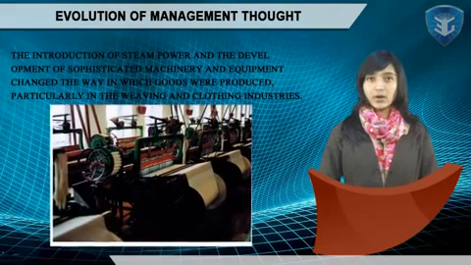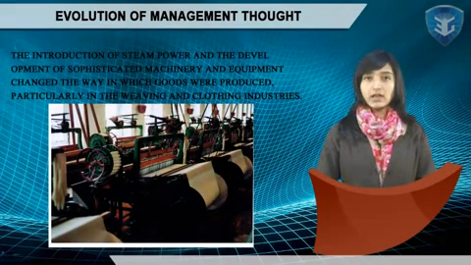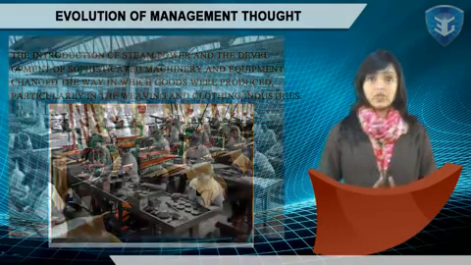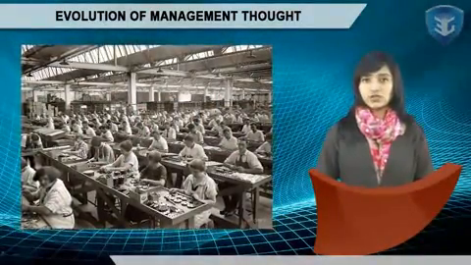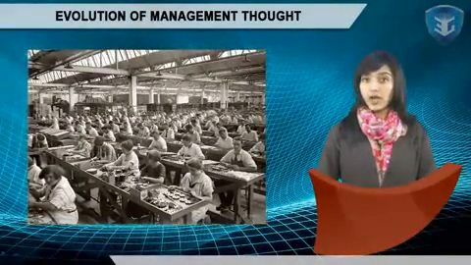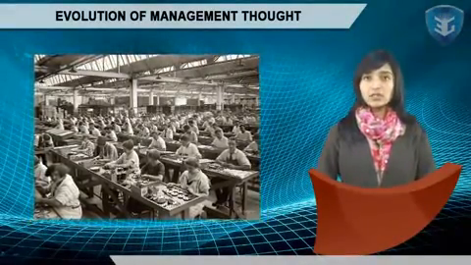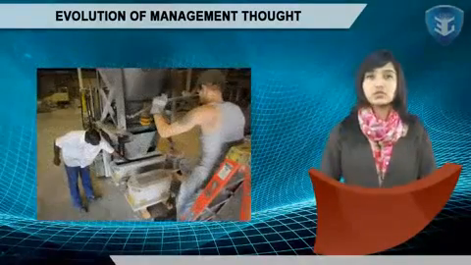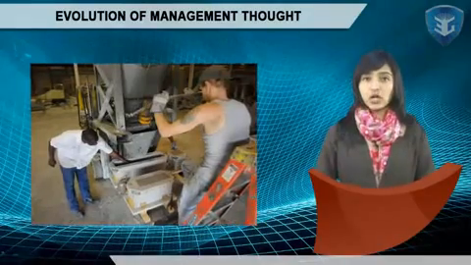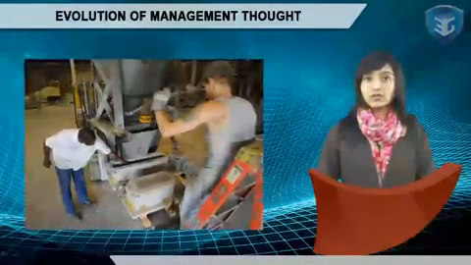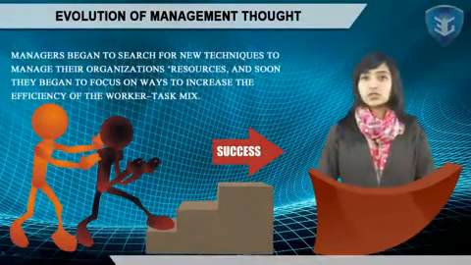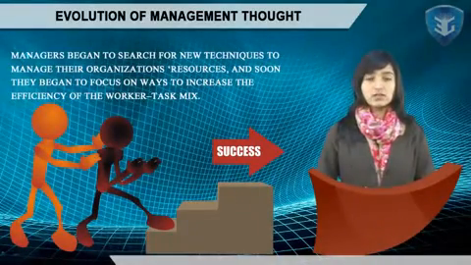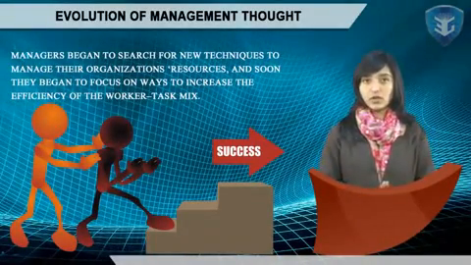The introduction of steam power and the development of sophisticated machinery and equipment changed the way in which goods were produced, particularly in the weaving and clothing industries. Small workshops run by skilled workers who produced hand-manufactured products were being replaced by large factories in which sophisticated machines controlled by hundreds or even thousands of unskilled or semi-skilled workers made products. Owners and managers of the new factories found themselves unprepared for the challenges accompanying the change from small-scale crafts production to large-scale mechanized manufacturing. Managers began to search for new techniques to manage their organizations and resources, and soon they began to focus on ways to increase the efficiency of the worker-task mix.